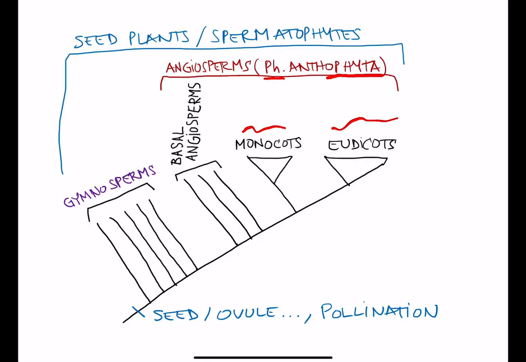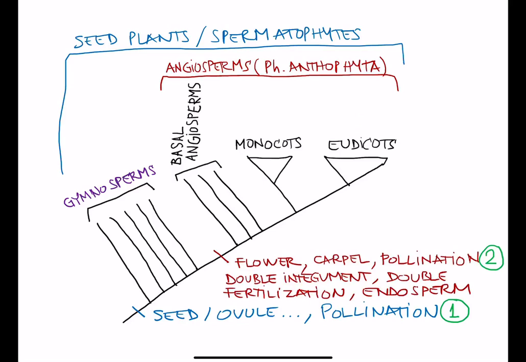Gymnosperms, angiosperms, they all have seeds and ovules and everything that goes along with an ovule. So remember, the megasporangium never opens. The megaspore is not released. The megagametophyte is retained in the megaspore. All of those things have to do with the seed and the ovule. And pollination. The gymnosperms still had pollination. Theirs was just all wind pollination.